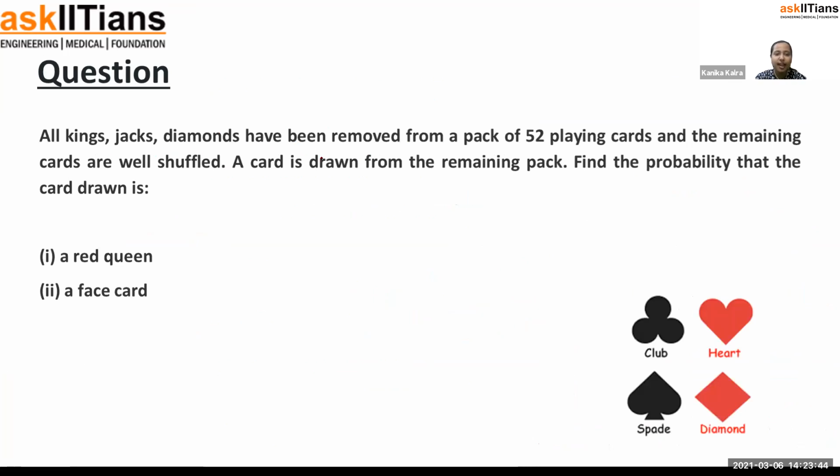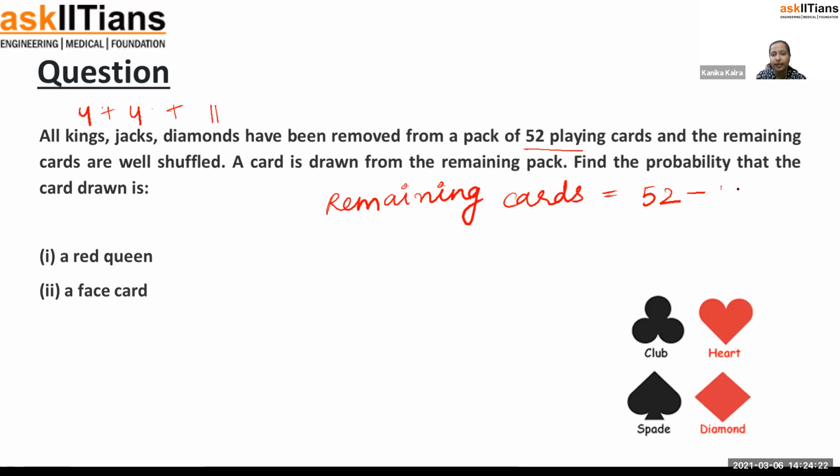All kings, jacks, and diamonds have been removed from a pack of 52 cards. So there are 4 kings, 4 jacks, and the diamonds. There are 13 cards in diamonds, in which 1 king and 1 jack are already counted. So that means 11 cards are these. So 4 plus 4 is 8, and 8 plus 11 would be 19 cards removed. So the total remaining cards are 52 minus 19, which is 33 cards left.